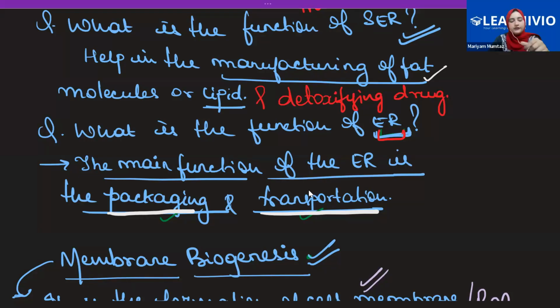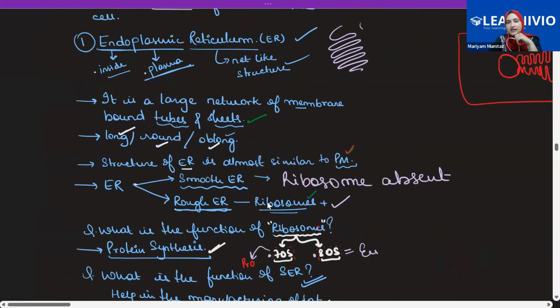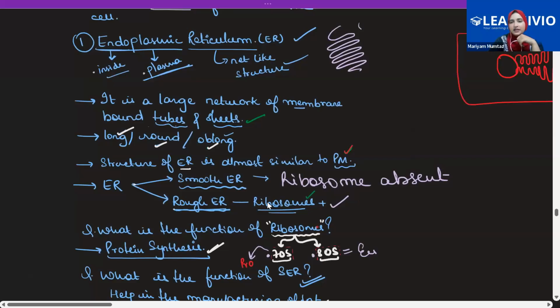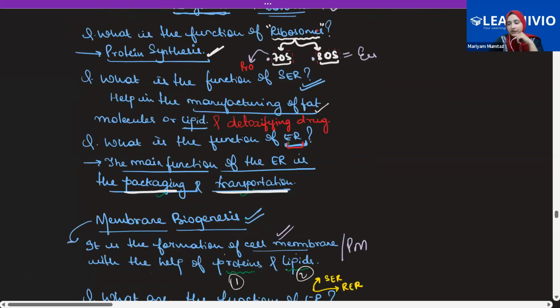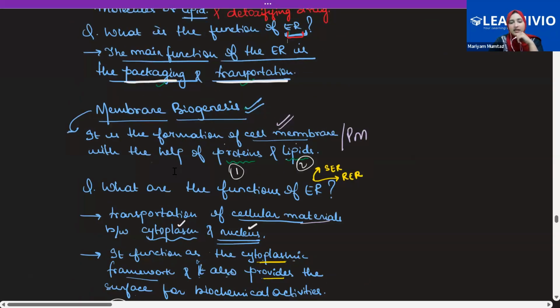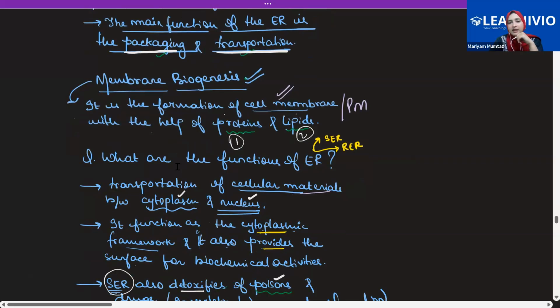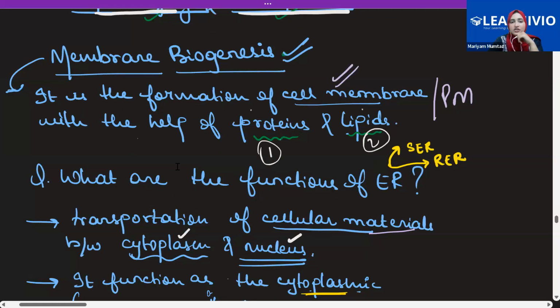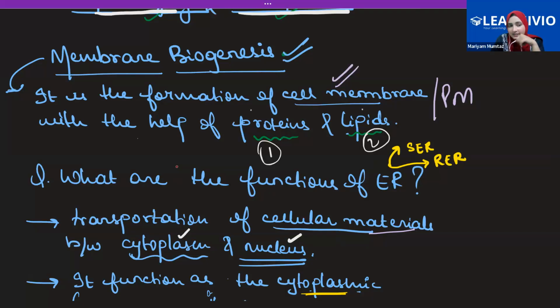Okay. Now, moving forward, we have seen the functions of the endoplasmic reticulum and everything there is to know about them. Do you have any doubts up until now? Okay, moving forward. Now, when we talk about membrane biogenesis, it is the process in which the cell membrane or the plasma membrane is formed with the help of proteins and lipids. The whole process through which the membrane formation takes place is called membrane biogenesis.